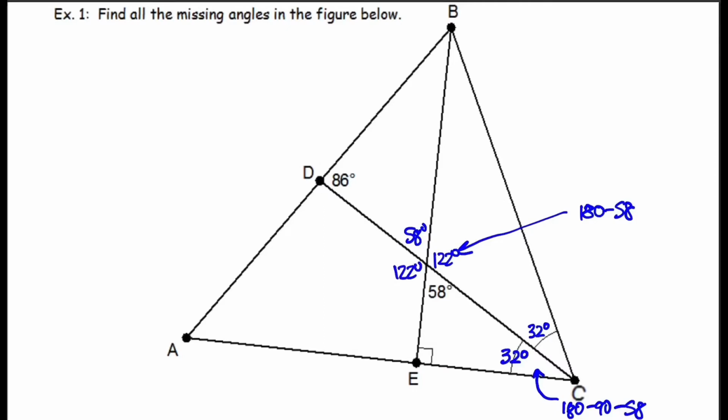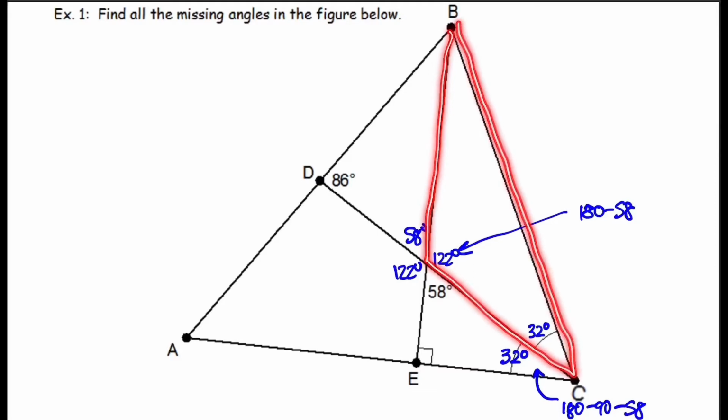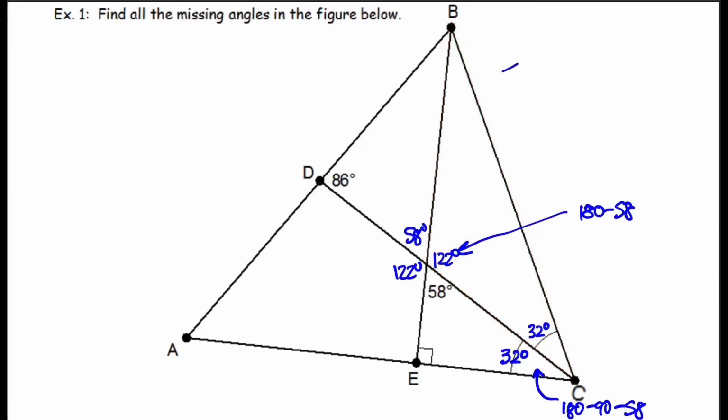Once I have those, now I can take a look at some other triangles. For example, how about this triangle right here? I know 2 of the 3 angles. This angle is 122, that's 32. So if I subtract those from 180, I can get this angle up here: 180 minus 122 minus 32. Now I'd obviously throw that into the calculator. That gives me 26. So that angle is 26 degrees.